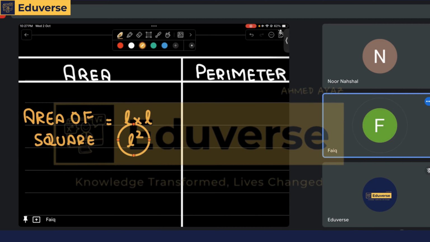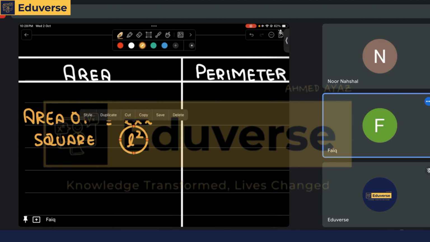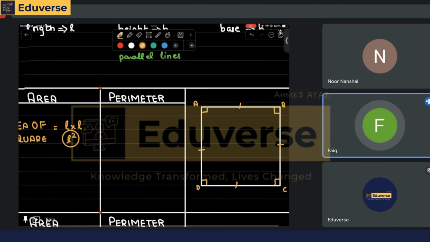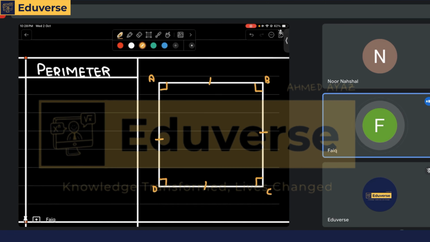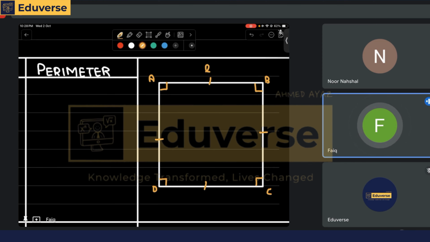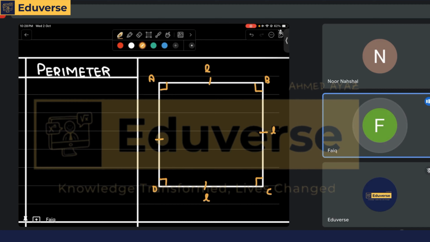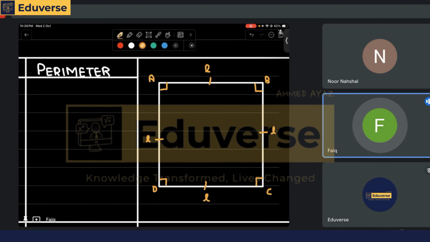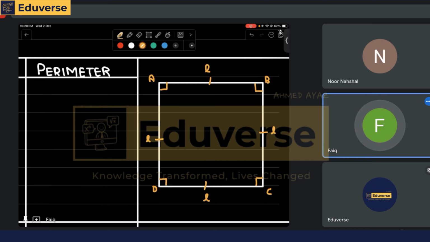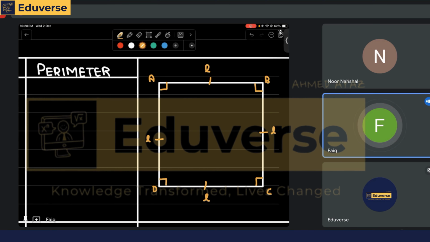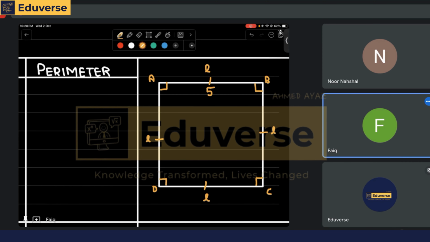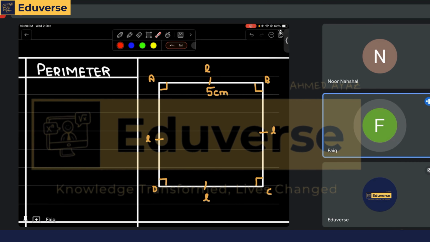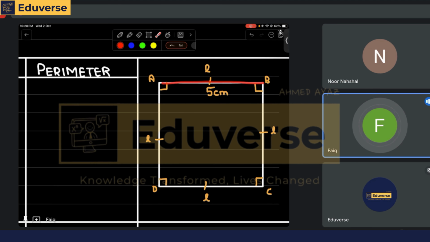And just as I talked about in the beginning, the first property of a square is that all the sides are equal. So if I have to label the sides, side AB is L, so side DC will be L as well. Side BC will be L as well, and side AD will be as well. So now let's try to put some numbers in here. If I put 5 centimeters as the length of AB, Noor, can you tell me the length of side DC?